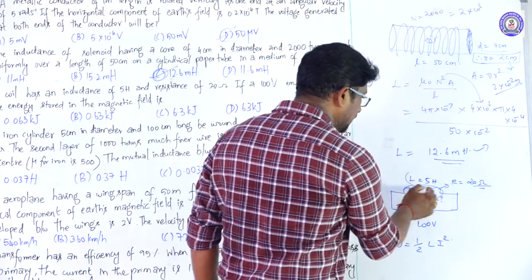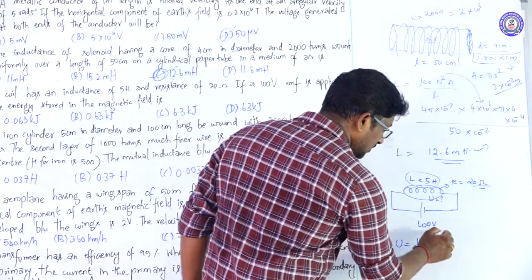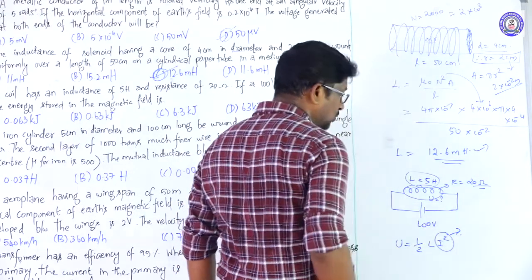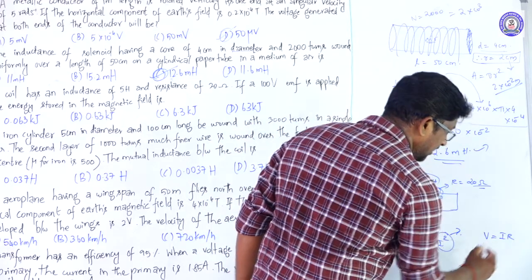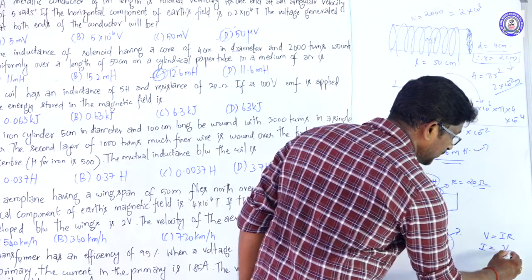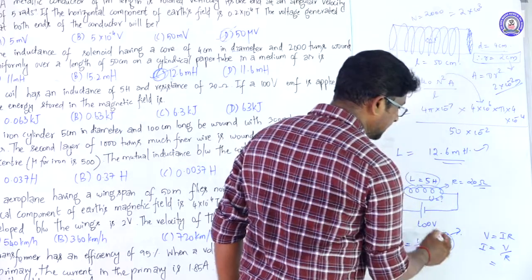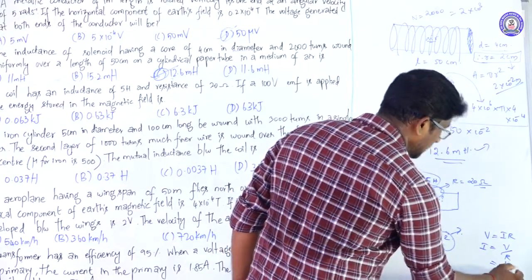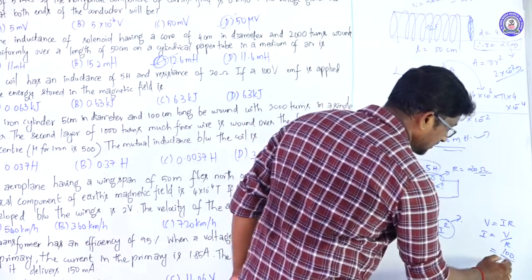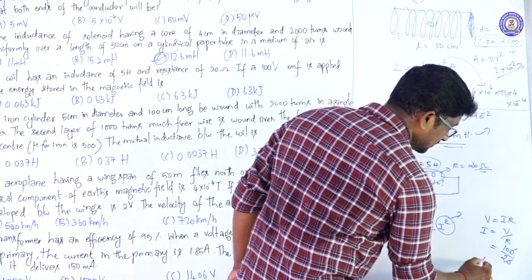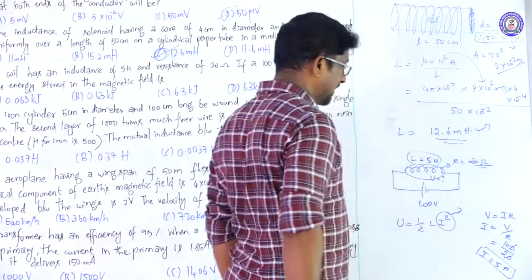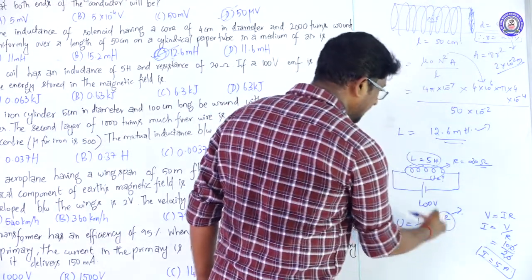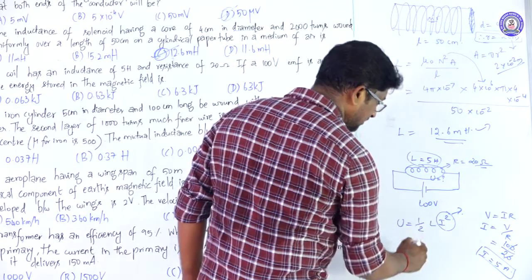L value is 5 Henry. Here the current value we want to find out. We know from Ohm's law V is equal to IR, therefore current I is equal to V divided by R. Voltage value is 100 and the resistance value is 20. Therefore current is equal to 5 ampere. So substitute the current value and the self-inductance value here.